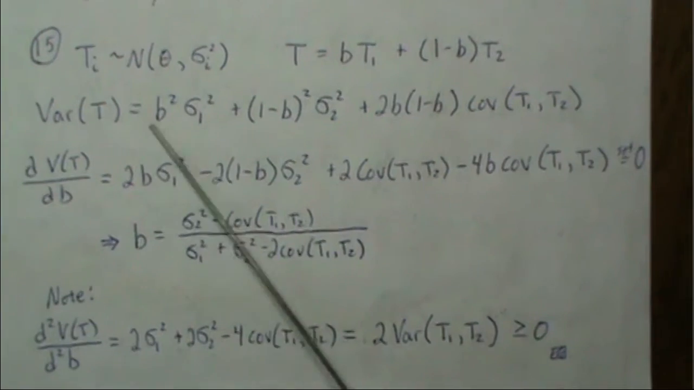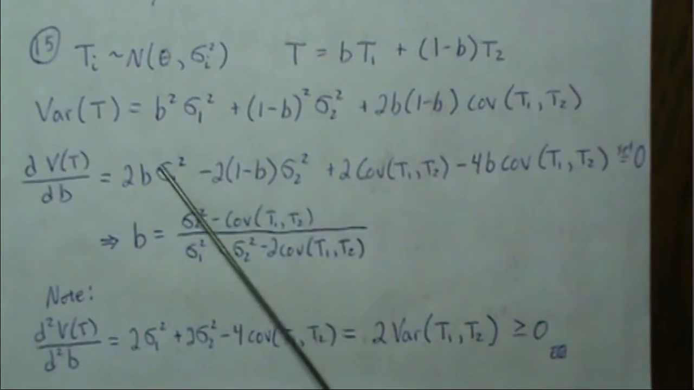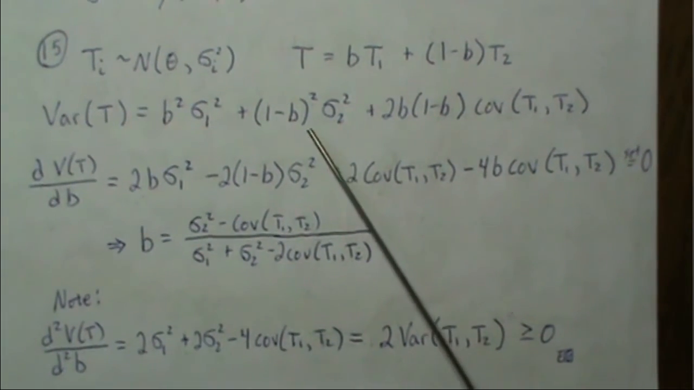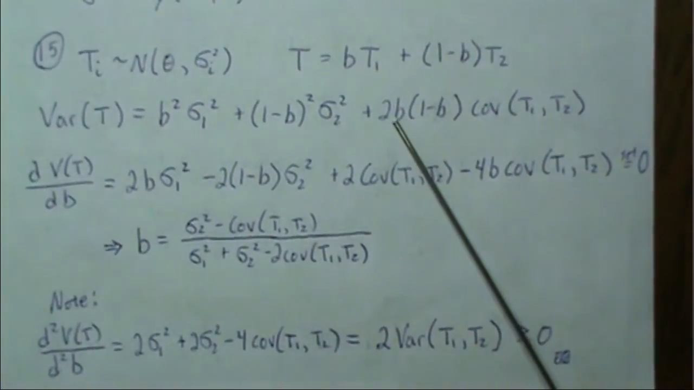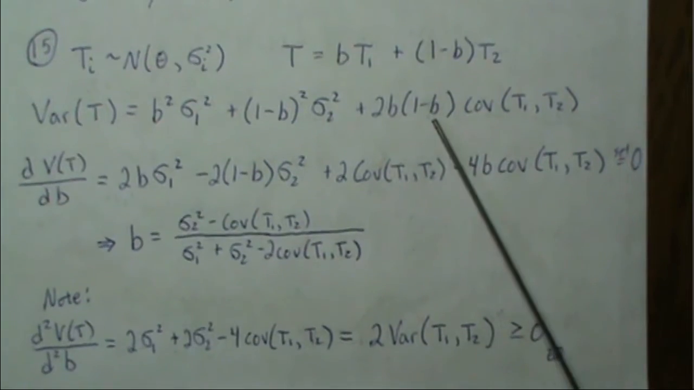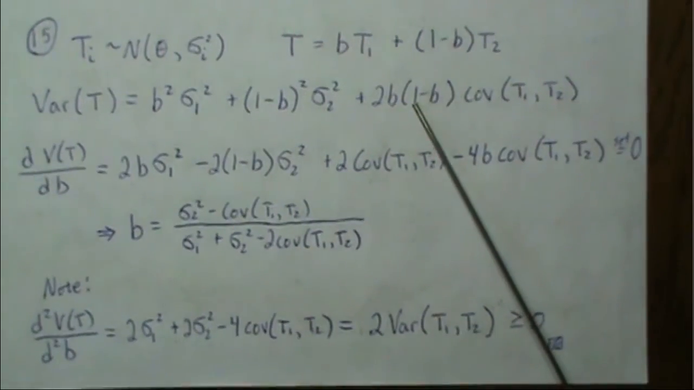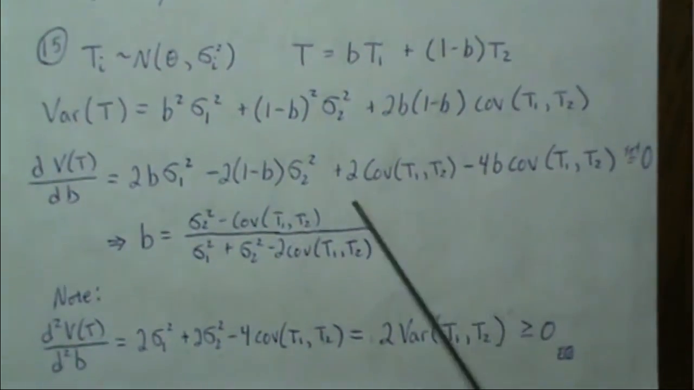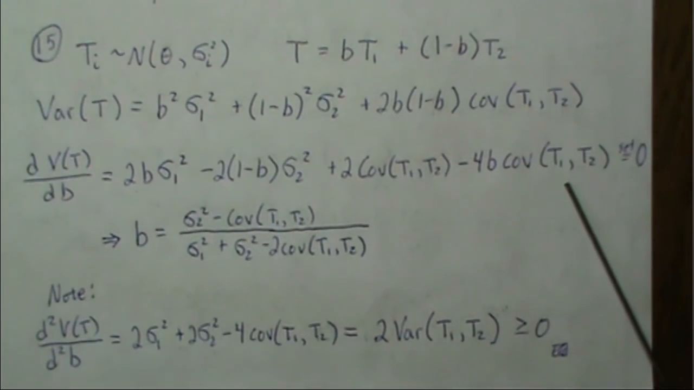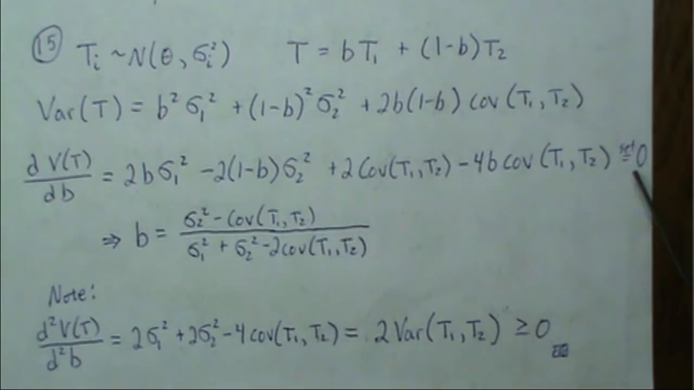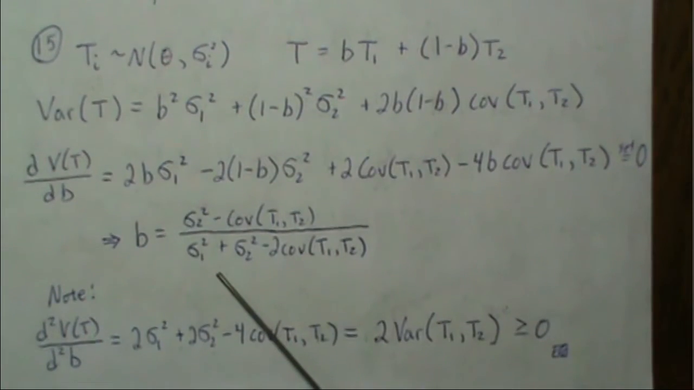So now we want to minimize this, so we take the derivative with respect to B. So here you get 2B sigma 1 squared. Here you get this. Now what I did here is multiplied this in to both of those and then multiplied that in, and so it's 2B times the covariance, so the derivative would be this, and then the derivative of that second term you get 4B covariance of T1 and T2. We set it equal to 0 and solve for B, and then you end up with this piece here, which is one of the answers.